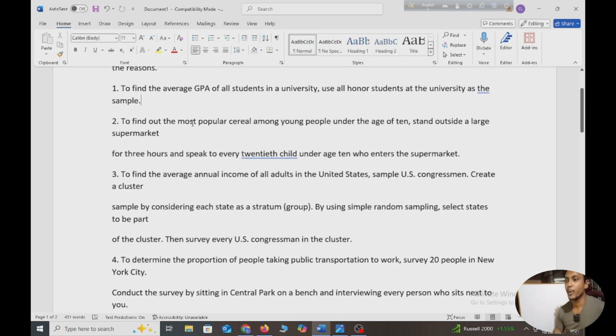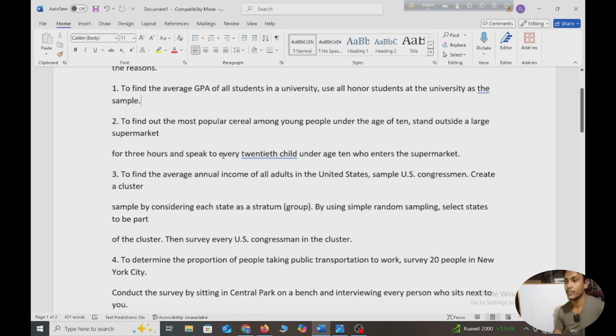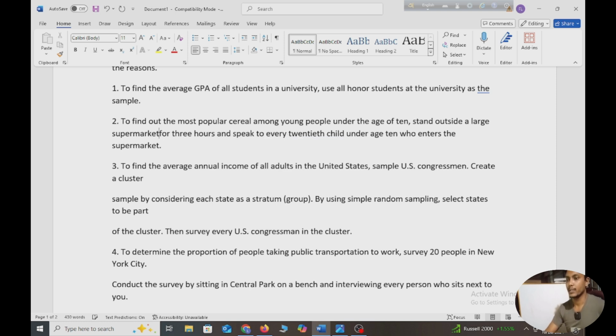Number two, to find out the most popular cereal among young people under the age of 10, stand outside a large supermarket. Okay, so if you just stand outside a large supermarket, you can't decide which would be the most popular cereal. Okay, so this is just a silly idea, right? So this can't be a good sampling technique. Okay, this is not a good sample. This sample is not a good representative. Okay, and okay, so this statement hasn't finished yet. For 3 hours and speak to every 20th child under age 10 who enters the supermarket. Okay, so this is not a good idea, guys.